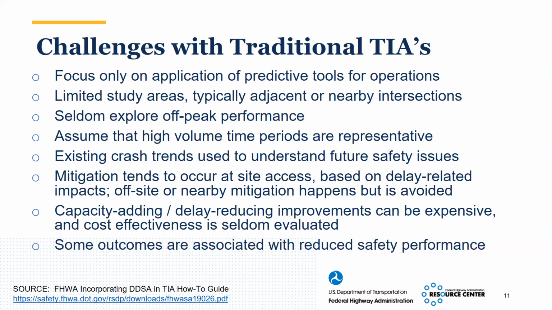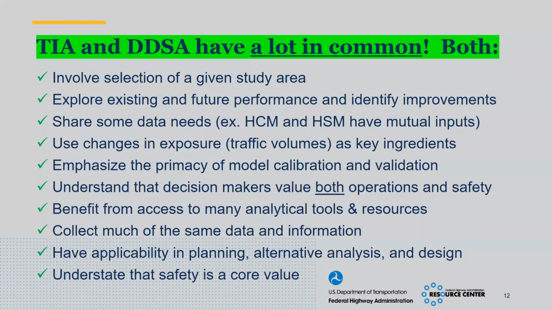However, another particular challenge with traditional traffic impact studies is that some of the outcomes we know are associated with reduced safety performance. In other words, the latest science would tell us that certain actions or outcomes from traffic impact studies would increase crashes or change severity for the worse. So I have a slide here that's meant to hammer home this point.